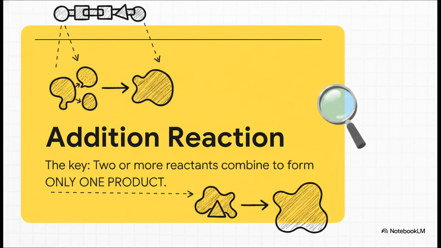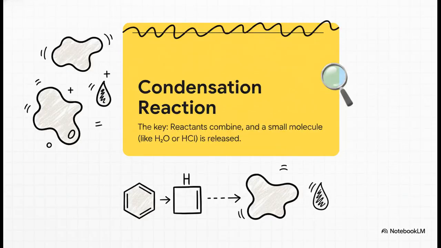That's the whole story. Now contrast that with a condensation reaction. Here, your reactants still join up, but they also kick out or release a small molecule. Usually it's water. A perfect example is making an ester. An alcohol and a carboxylic acid combine, but a water molecule always gets released in the process. That little molecule getting kicked out, that is your telltale sign that you're looking at condensation.